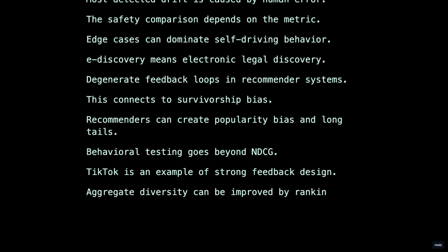That line shows there are algorithmic ways to counteract popularity concentration. Instead of only optimizing for a single item score, you could design ranking methods that preserve more variety across the whole set of recommendations.